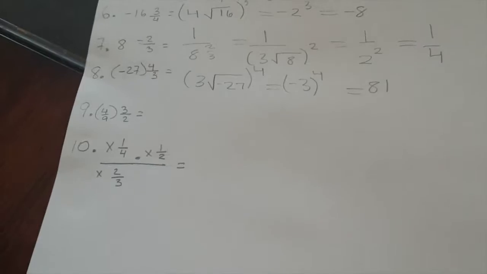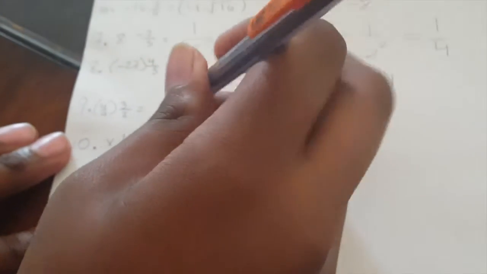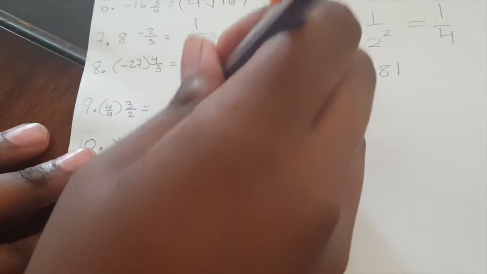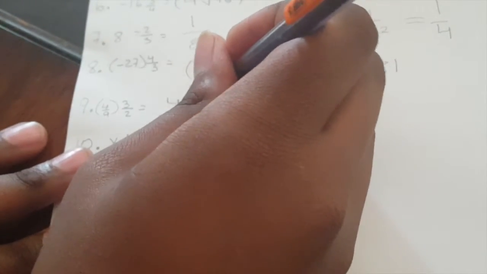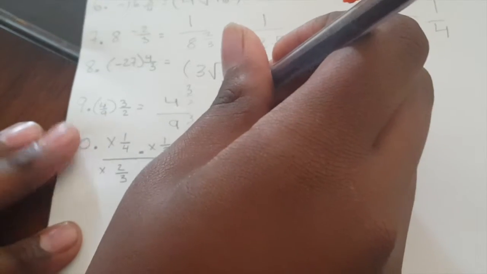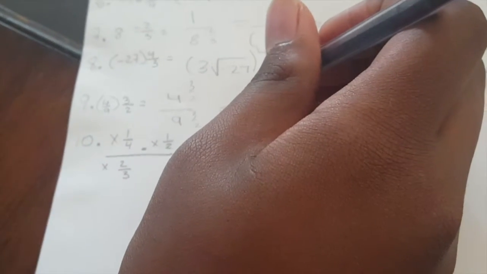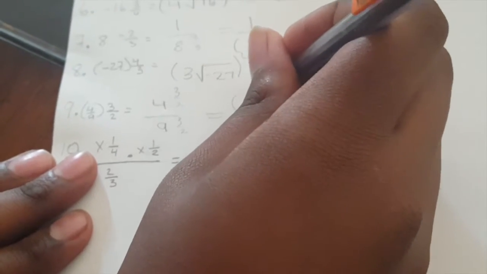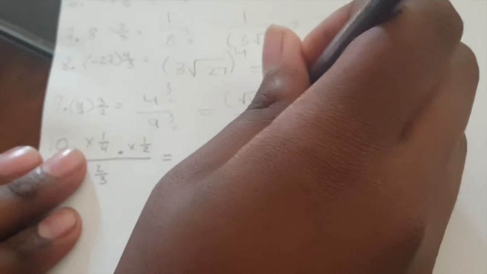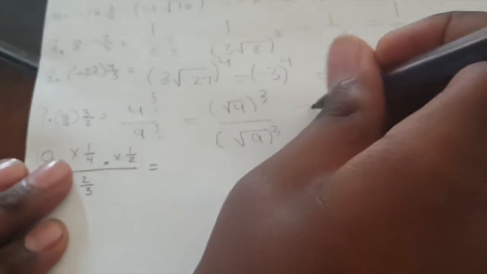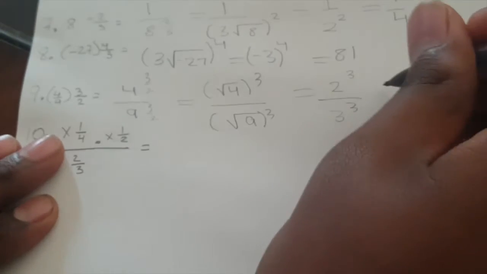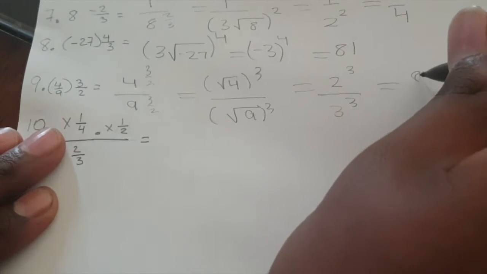And for number 9, you would solve it a bit different now. It would be 4 over 9, and each would be to the 3 over 2. And then you would take it as rule number 5 on the summary of the law of exponents, and this would be square root 4 over square root 9, and that is 2 to the power of 3 over 3 to the power of 3, which is equal to 8 over 27.